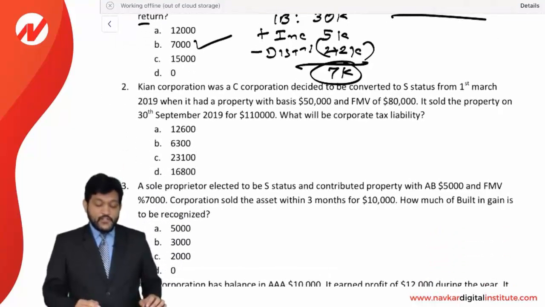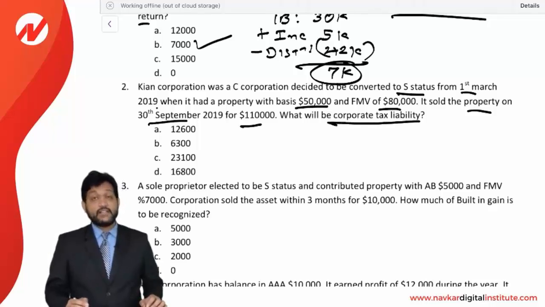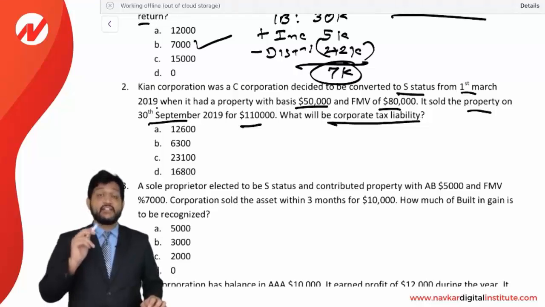Next, CA Corporation was a C corporation that decided to be converted to S status from 1st March 2019, when it had a property with a basis of 50,000 and FMV 80,000. It sold the property on 30 September 2019 for 110,000. How much will be the corporate tax liability on built-in gain? They are asking about built-in gain.